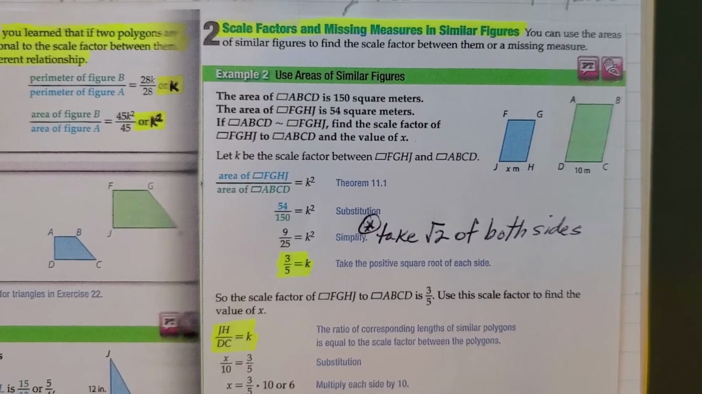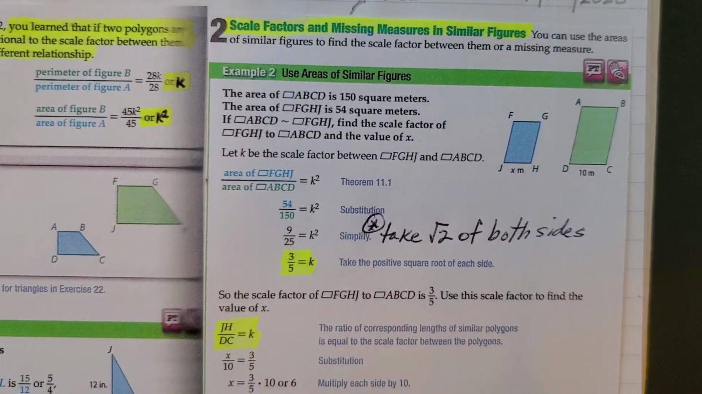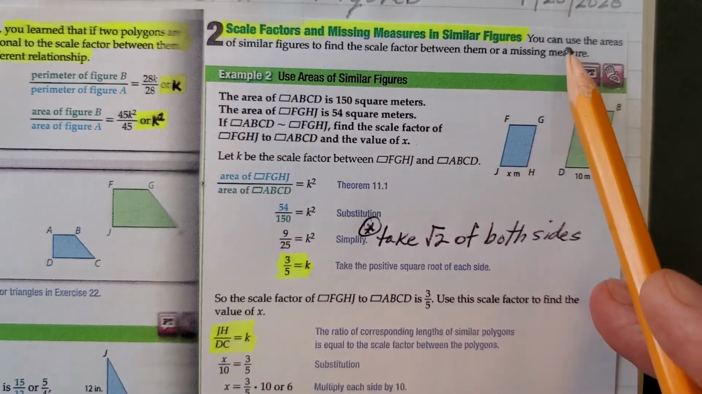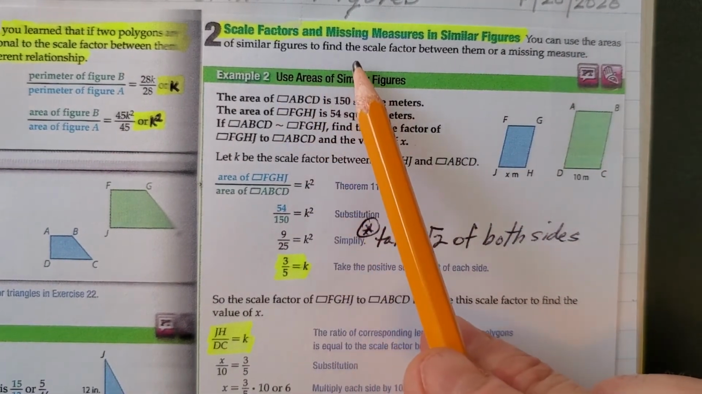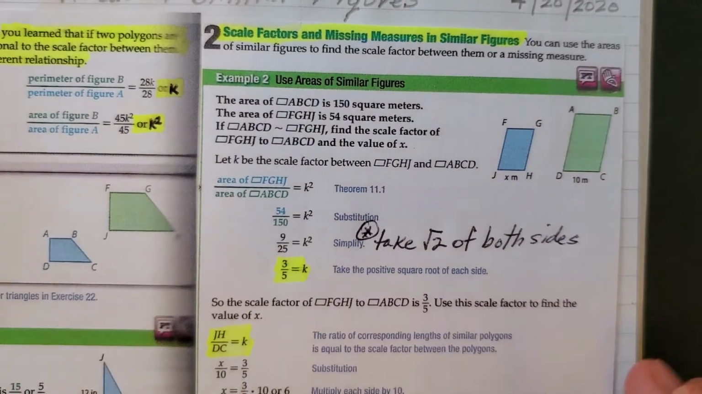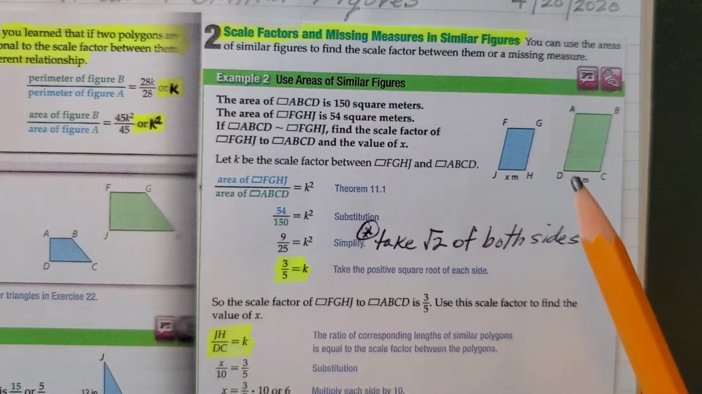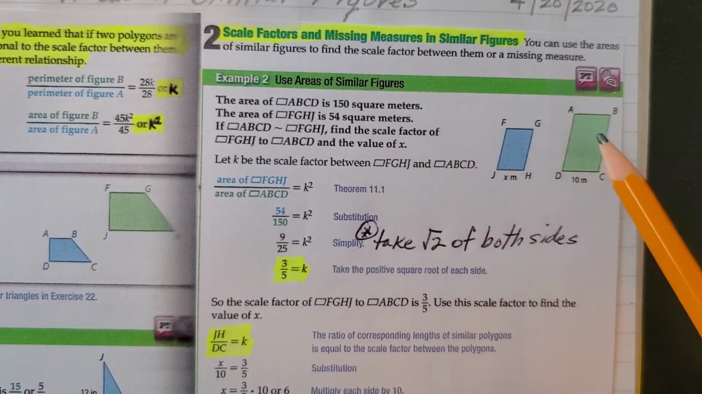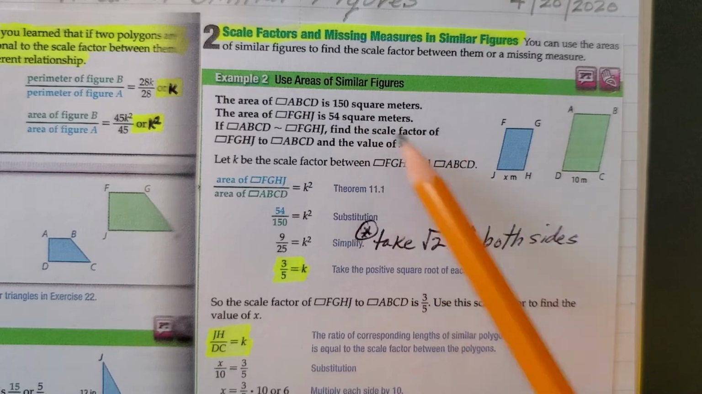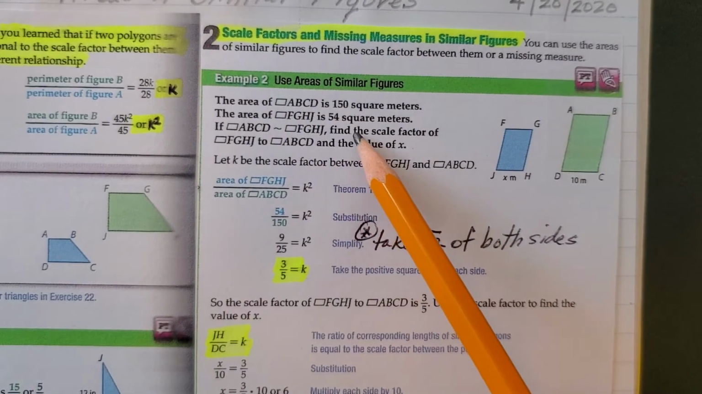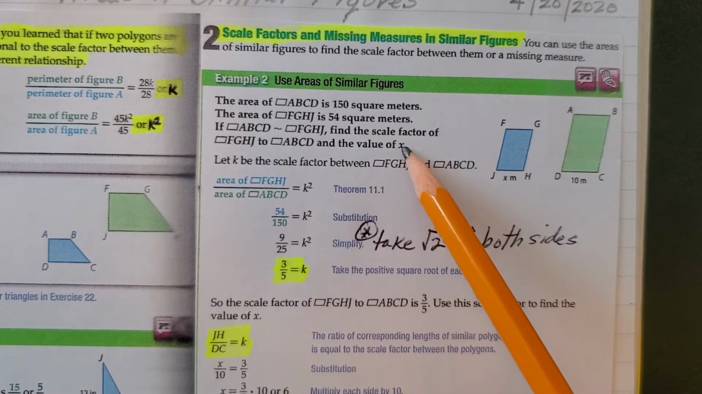Now let's say we know the scale factor, but we're missing measures of the similar figures. You can use the areas of the similar figures to find the scale factor between them, or a missing length. So you're working kind of backwards. Let's say the area of triangle ABC is 150, so that's the larger one, and the area of the smaller one in green is 54. The figures are similar. Find the scale factor and then find the value of x.